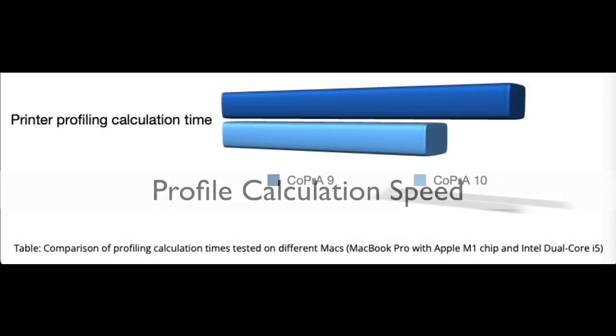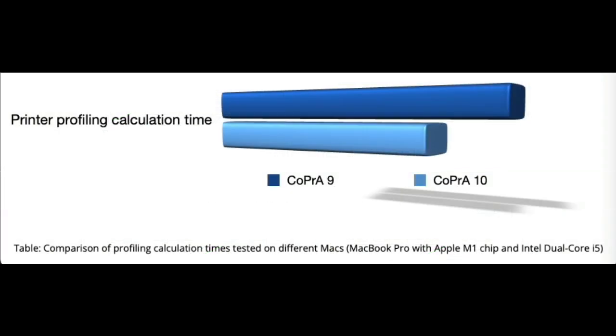The profile calculation time for printer profiling has been significantly improved. On average, CoPrA 10 is up to 20% faster than CoPrA 9 on a Mac on both ARM or Intel processors.